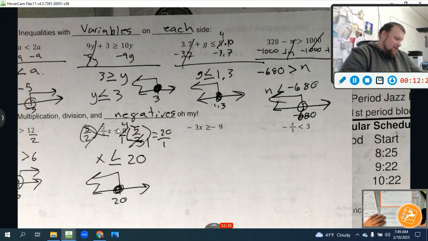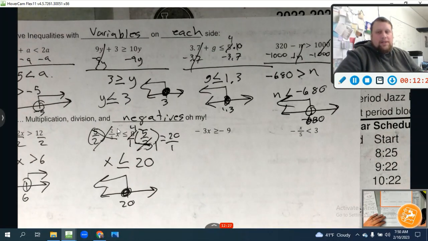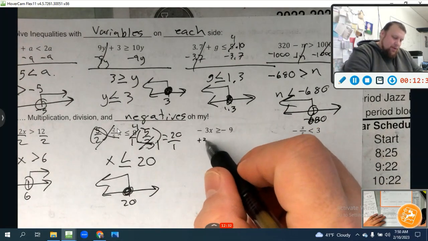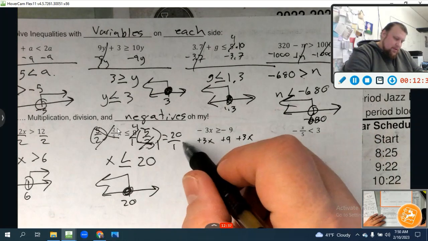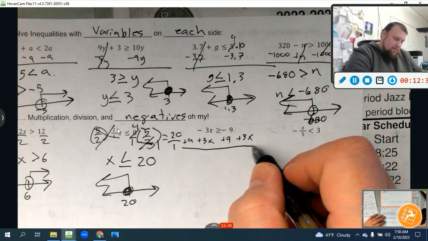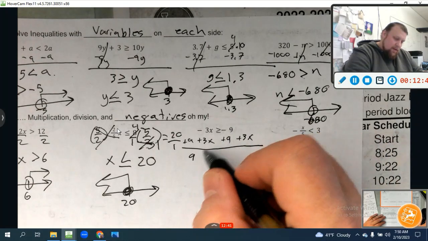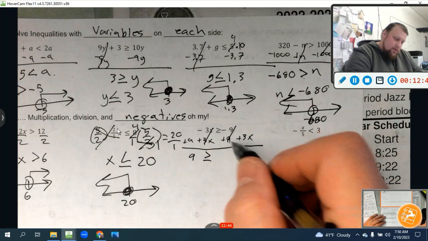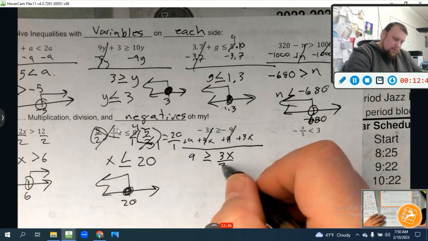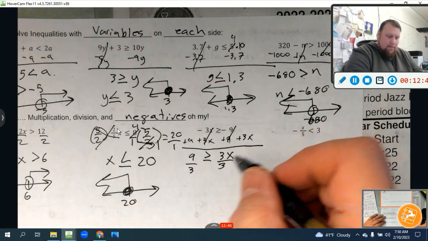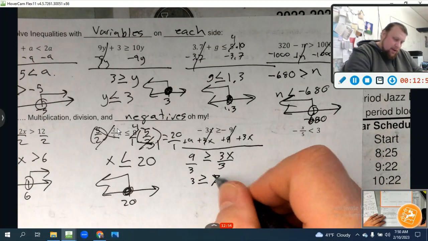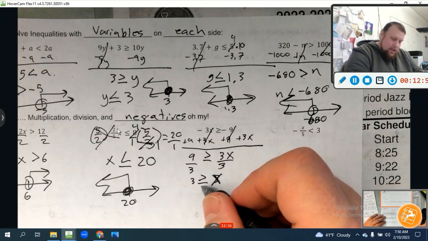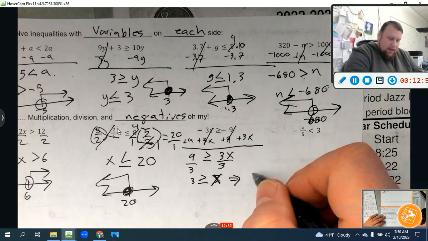Now, I'm going to solve this one 2 different ways because I want to show you what's going on here. I'm going to add 3x to both sides. Add 3x. And add 9 to both sides. Add 9. So I'm going to have 9 is greater than or equal to positive 3x. Divide both sides by 3. And we get 3 is greater than or equal to 3x, or than x, excuse me. Which little n's point at the x, so this would be x is less than or equal to 3.